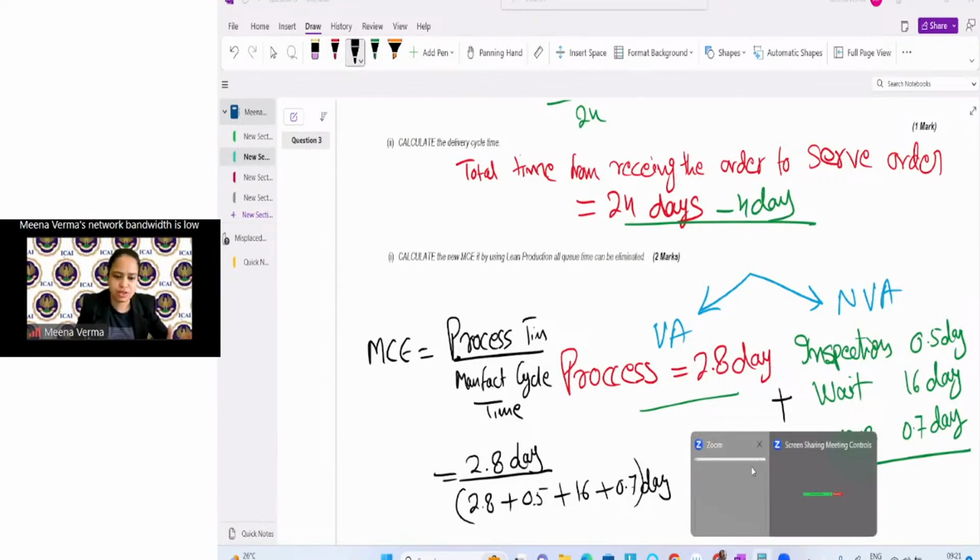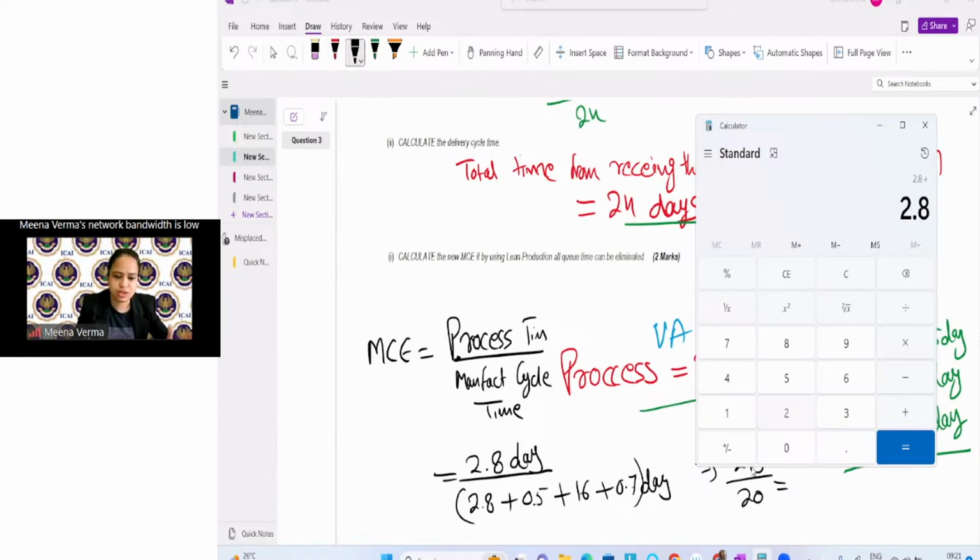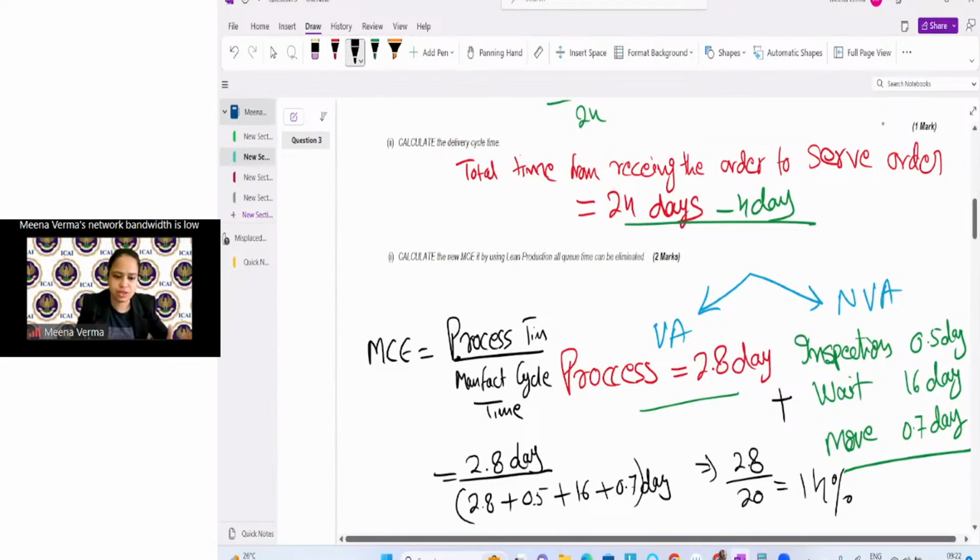So 2.8 divided by 20, times 100, is coming as 14%. Manufacturing cycle efficiency is coming as 14%. That's it, right? You can see we have still improved it, because earlier the manufacturing cycle efficiency was 11.67%.